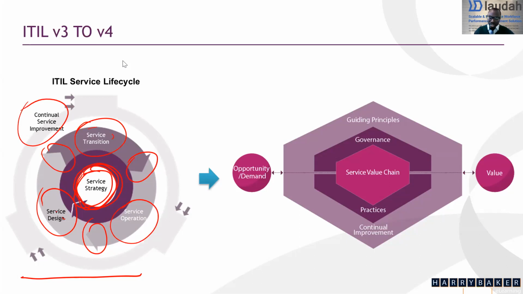One of the things you're going to see here is that you're not going to see many arrows. In version 4, we've got the principles, the governance, the service value chain, practices, and continual improvement, but without arrows between them, right? The only place where we have arrows is outside of the entire system itself. And I'm going to talk about those as we go into our session today.